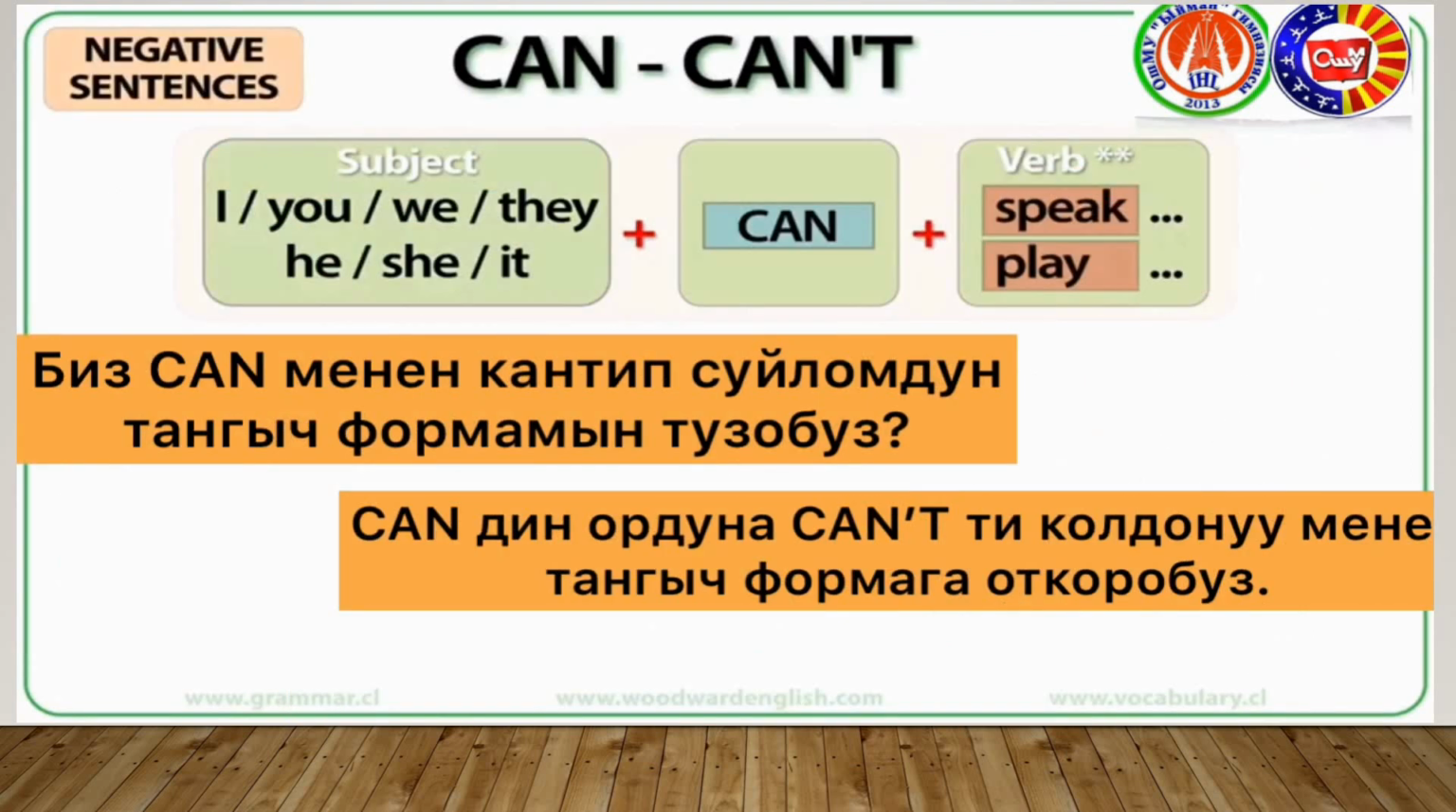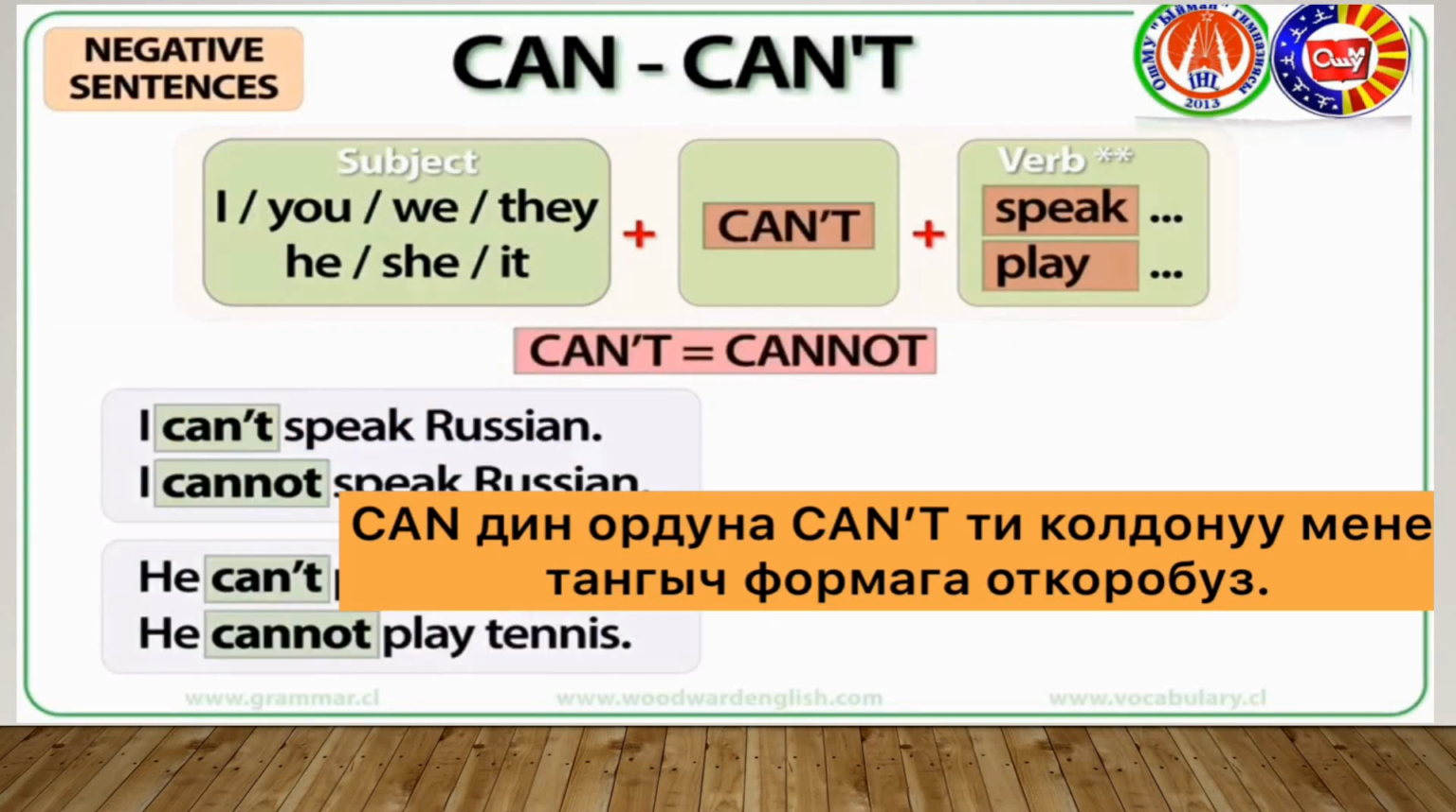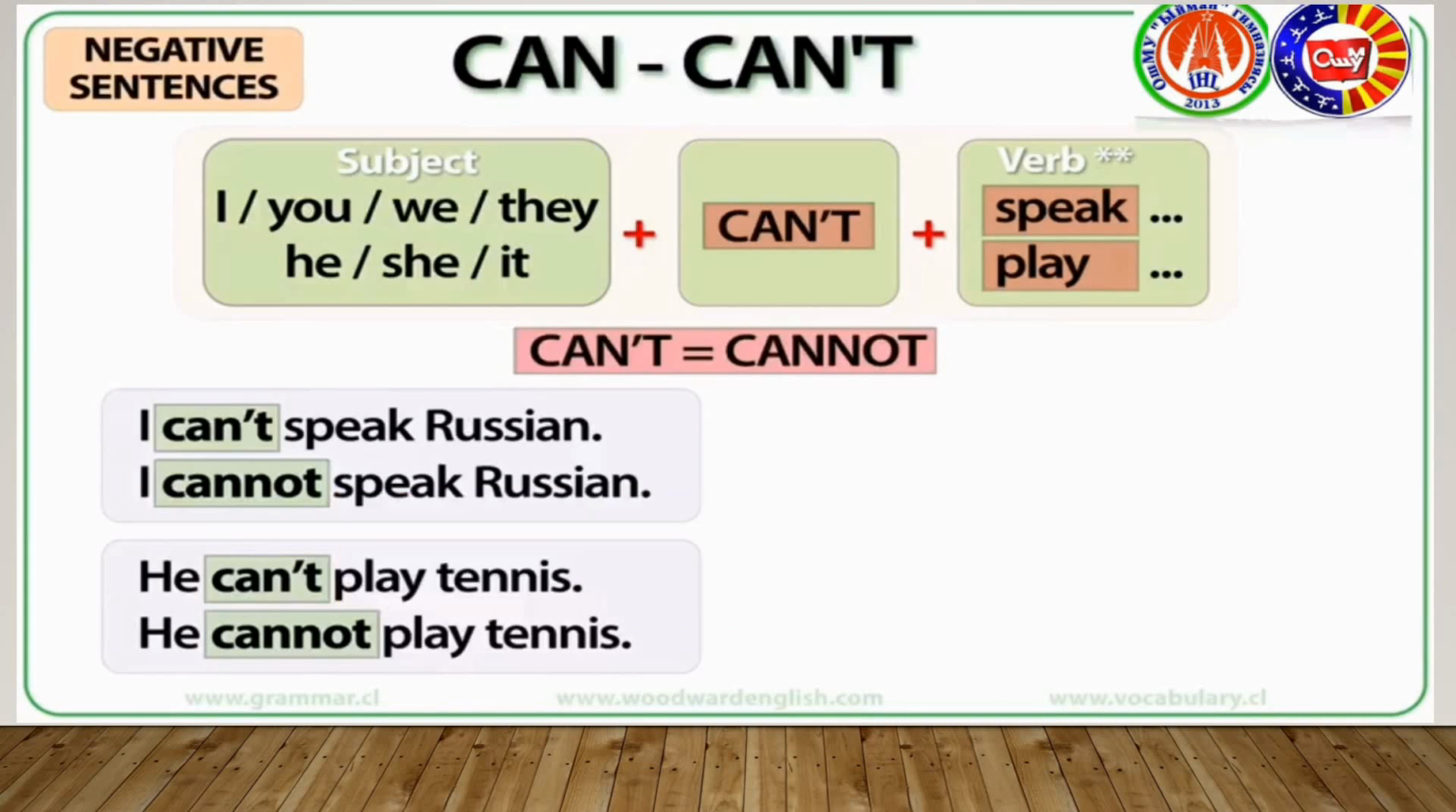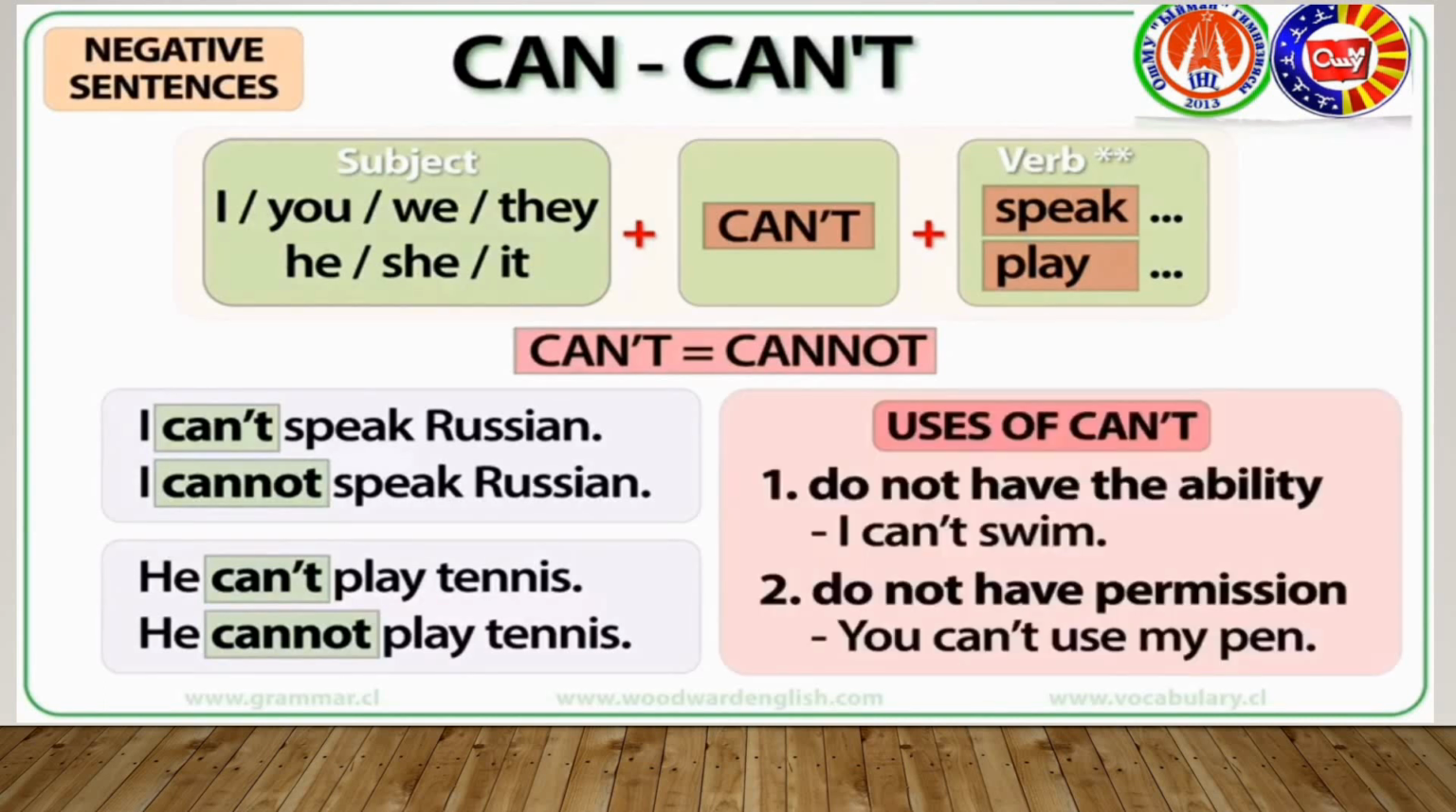How can we make negative sentences? It's easy. We use can't instead of can. Can't is a contraction of cannot. When we speak in English, can't is more common than cannot. The use of can't is to say you do not have the ability to do something. For example, I can't swim.